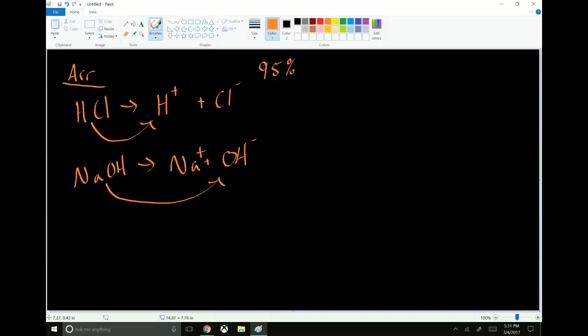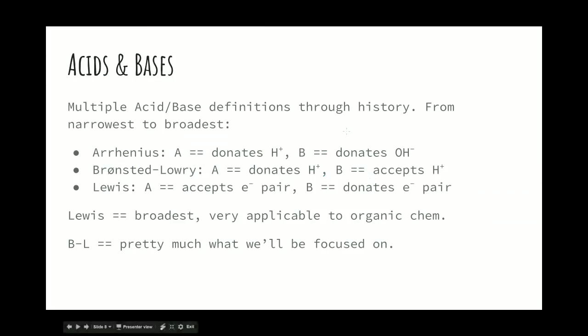The problem is that it ignores some things that are clearly acids or bases. They react exactly like acids and bases do, but they don't match the Arrhenius definition. So, for example, NH3, ammonia. It is a base, but it doesn't donate an OH- into solution. There's no secret hidden hydroxide in ammonia. It's not like you pick it up and shake it and hydroxide falls out. No, it doesn't do that. But nevertheless, ammonia is a base by any measure you care to make, which brings us to the second definition.